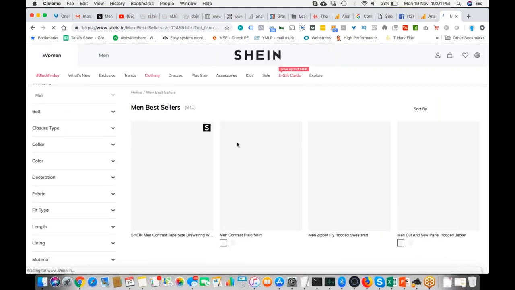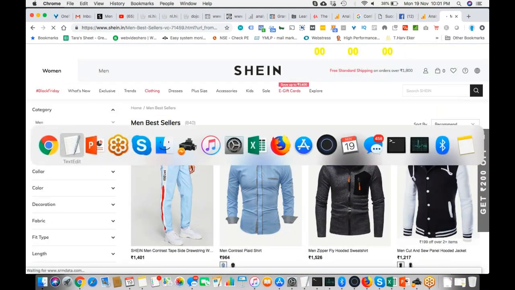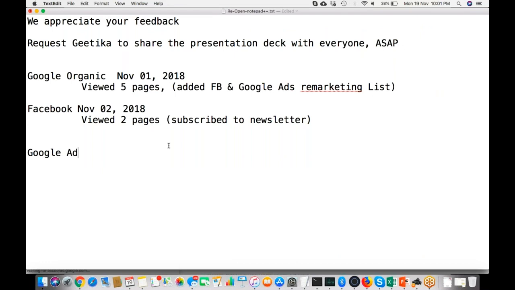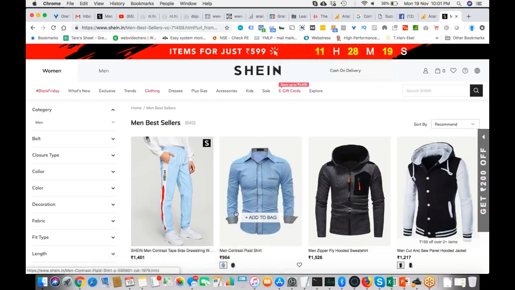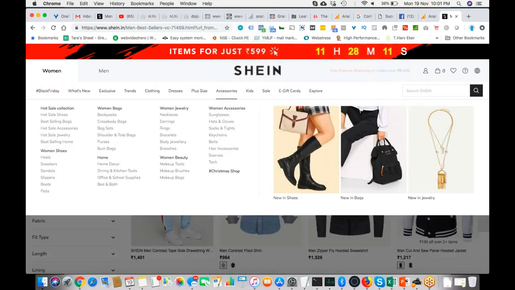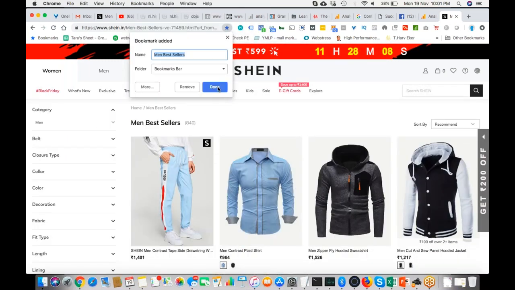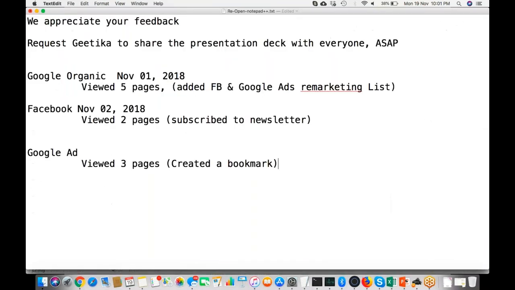So I am over here, and I viewed 3 pages, and then I created a bookmark. I'm saying, okay, this is looking good to me, and I have subscribed to the newsletter. I've done everything. So what I'm doing right now, I'm creating a bookmark here. I created a bookmark, let's say. And this was November 3.